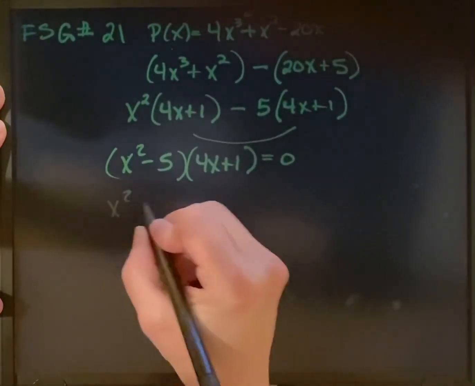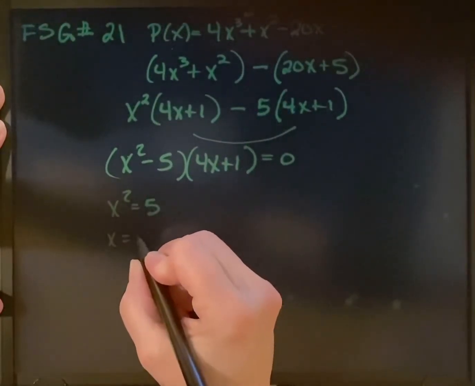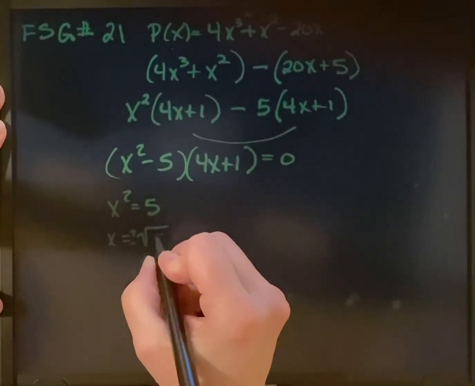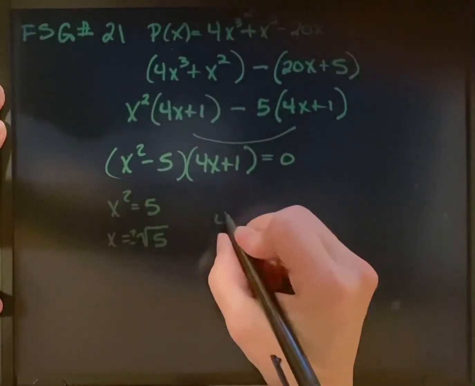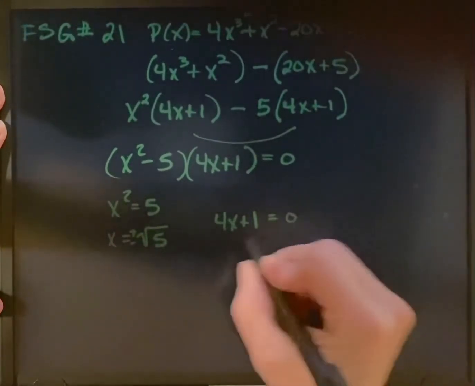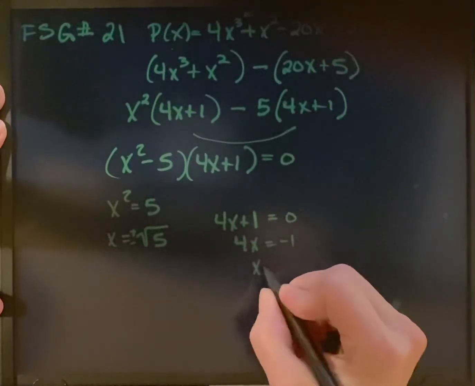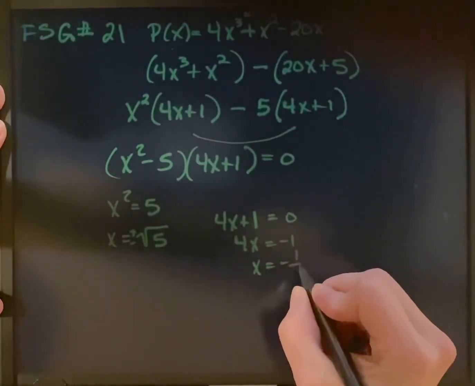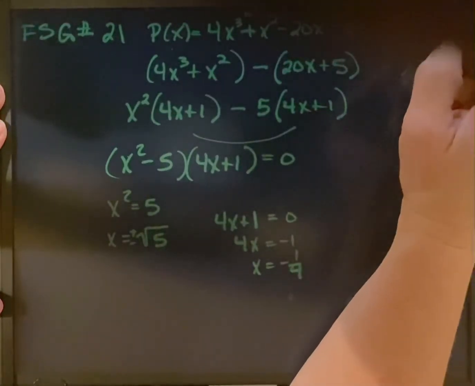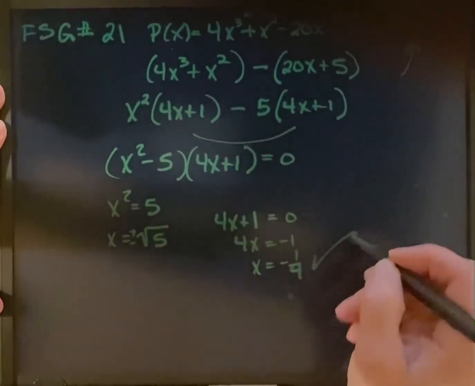So we've got x squared equals 5, or x equals plus or minus the square root of 5. And 4x plus 1 equals 0. So 4x equals -1, x equals -1/4. So it said that our real 0 is between -1 and 0, which this is, so that's correct.